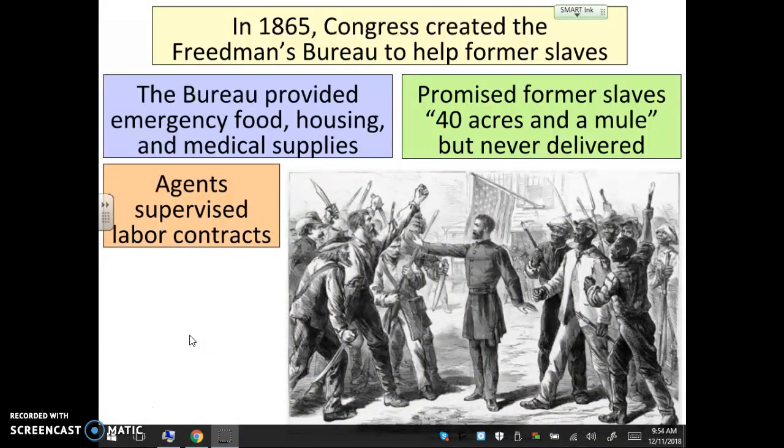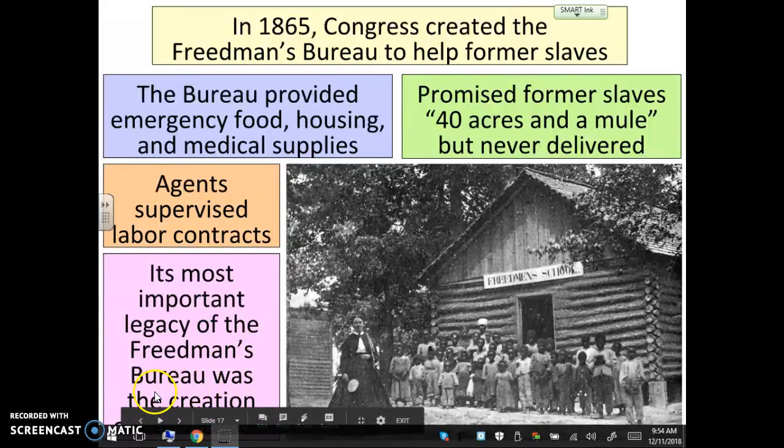They were also meant to supervise labor contracts between whites and Blacks in the South, and one of the most important legacies of the Freedmen's Bureau was the creation of new schools in the South, especially given the segregation. And we'll talk about the Jim Crow laws that were being passed, but they were at least able to start up these Freedmen's schools in the southern states.